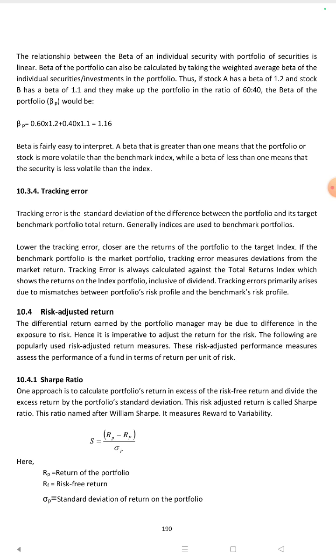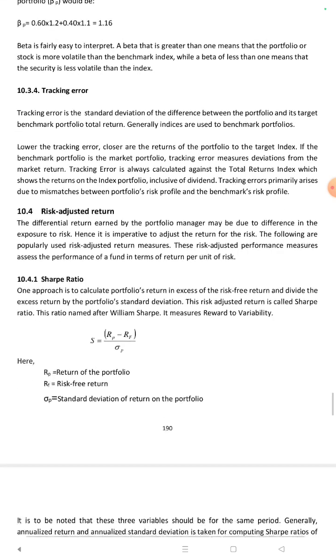Okay, beta is fairly easy to interpret. A beta that is greater than 1 means that the portfolio or stock is more volatile than the benchmark index, while a beta of less than 1 means that the security is less volatile. आपके जो पोर्टफोलियो का बीटा है, अगर बीटा जो है वो 1 प्लस है, मतलब मोर देन 1 है, तो इसका मतलब है कि जो आपका पोर्टफोलियो है, पोर्टफोलियो में जो आपके सिक्योरिटीज़ हैं, इन्वेस्टमेंट है, इक्विटीज़ हैं, वो वॉलेटाइल हैं और उनका जो कोरिलेशन है वो इंडेक्स के साथ उतना अच्छा नहीं है. तो जो लेस देन 1 होता है ना उसको अच्छा माना जाता है अगर बीटा लेस देन 1 है तो.